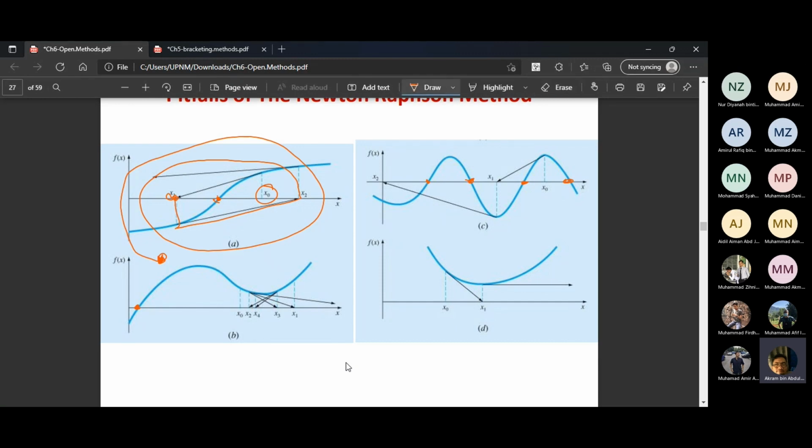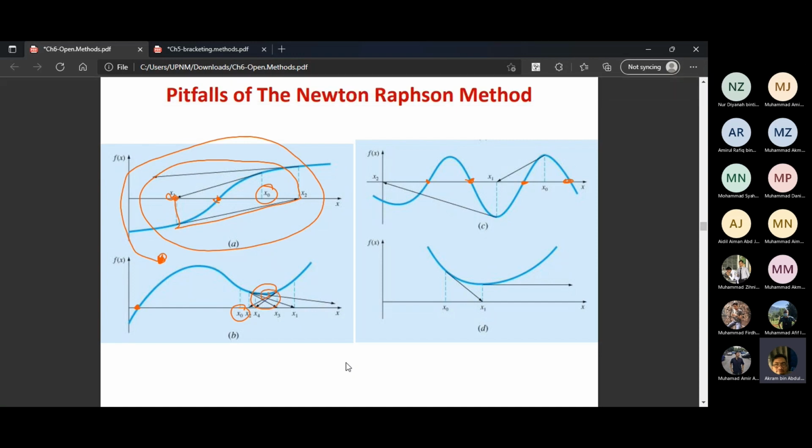Same also for B. So for B, we start off with a point far away from the roots. So what will happen here is that every time we do the iteration, it seems that it will focus on this region instead of going towards the root. Ini masalah function ni lah. Masalah function fx. Dan juga masalah bila kita pilih nilai initial point yang tak bersesuaian lah.